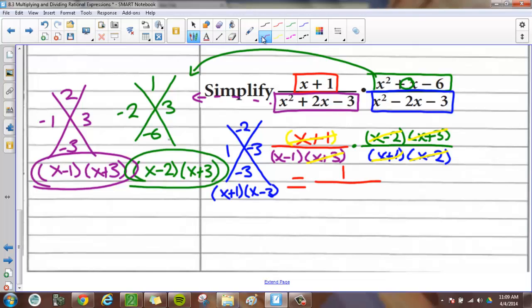What do we have left on bottom? We have this, x minus 1. That's it. So we put an x minus 1. So you have just multiplied this and simplified it down. And our final solution is 1 over x minus 1 when all is said and done and everything is simplified. So that is how you multiply rational expressions.